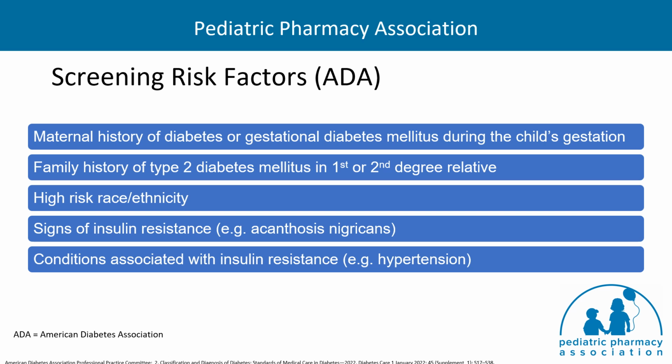The classic example is acanthosis nigricans, or that darkening of the skin pigmentation around regions like the neck and the axilla. And then finally, conditions associated with insulin resistance, such as hypertension, dyslipidemia, polycystic ovary syndrome, or those who are small for gestational age birth weight.